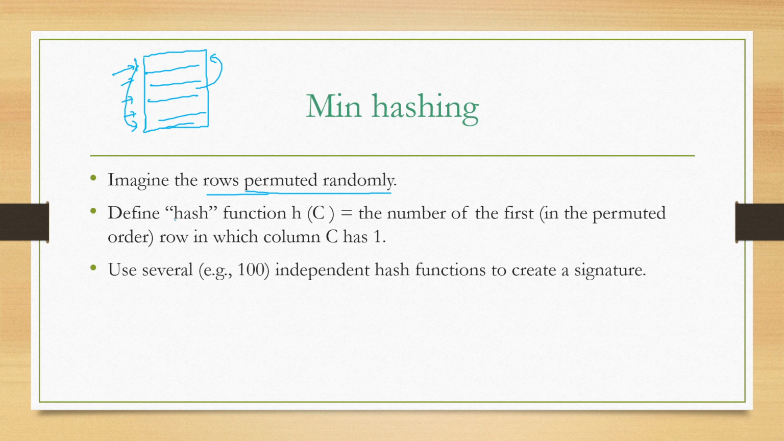Okay, next we need to define the hash function, and this hash function is basically equal to the number of the first row, in the permuted order, in which the column has 1. This will be clear once we do an example. Next, we can use several independent hash functions to create a single signature. The more independent hash functions we use, the better representation of the document we get, and we get a good signature.